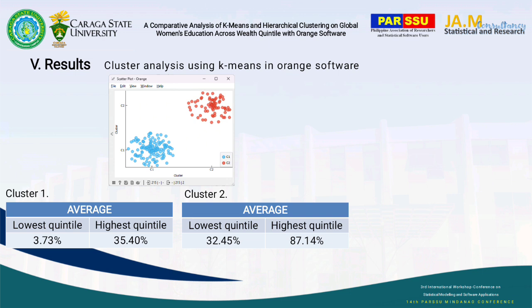Cluster 1, colored blue. This cluster represents countries with low educational attainment across wealth quintiles. The average starts at a very low 3.73% in the lowest quintile and rises to only 35.40% in the highest quintile. This includes countries primarily from sub-Saharan Africa, South Asia, and some parts of Southeast Asia.